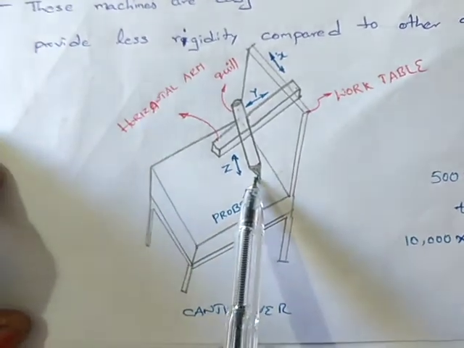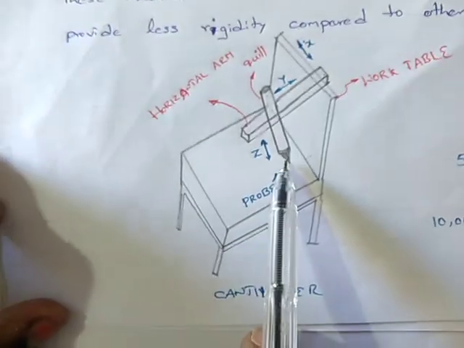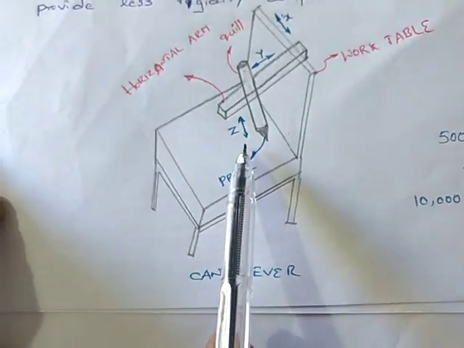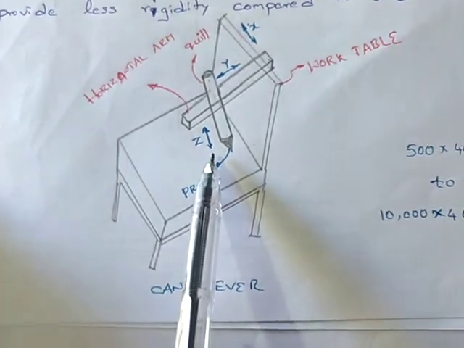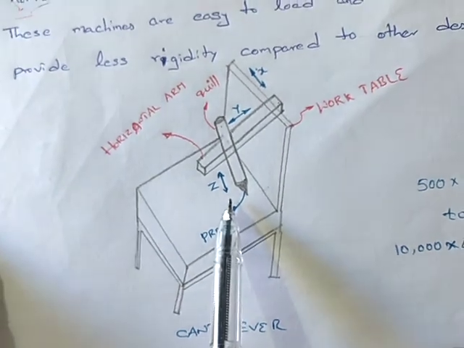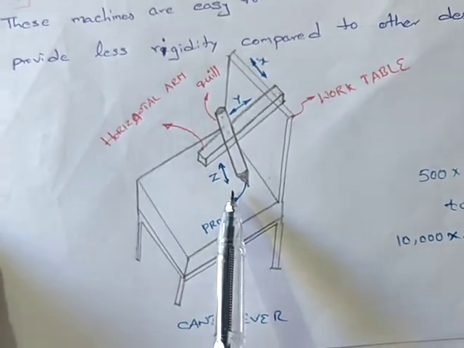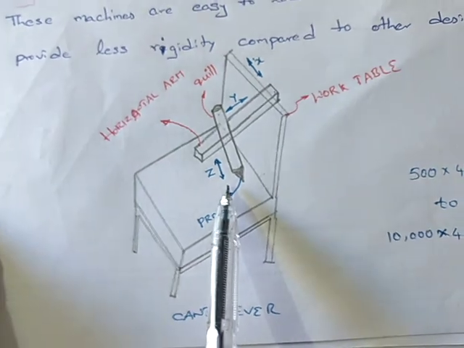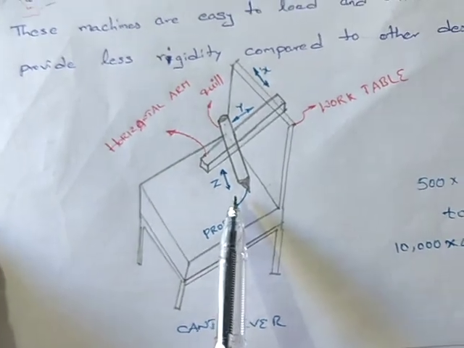These sensors or probes are mainly of two types: touch trigger type and optical non-contact type video probes.